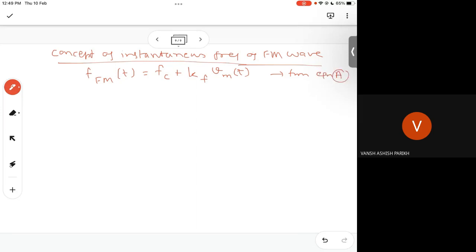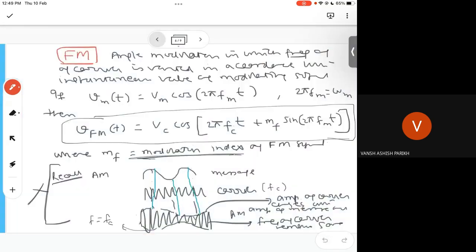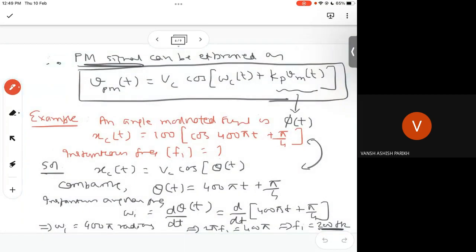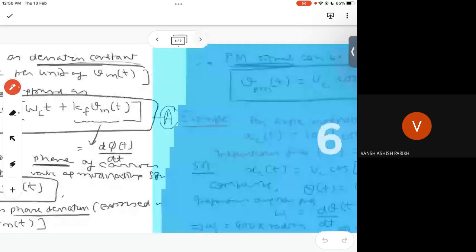If you see this equation number A, let me go back to the slide so that you can look into that. This is the one: omega c t plus Kf Vm(t). Only now, instead of omega, I'm using 2 pi f. So when you're talking in terms of the frequency, it becomes fc plus Kf Vm(t). So this is from this expression. So the instantaneous frequency is given by this one.